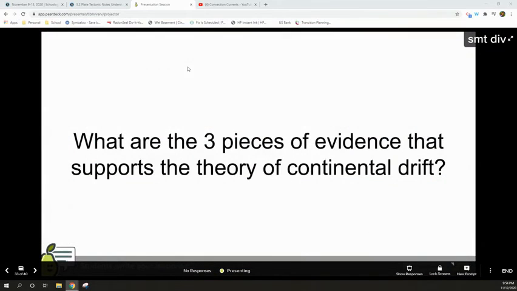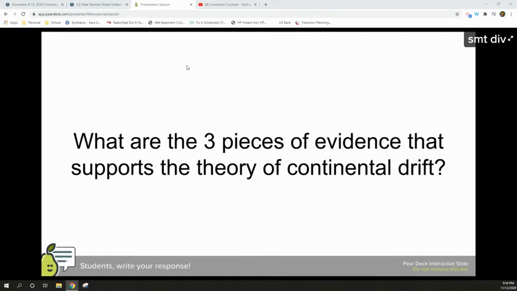So the last part of these notes, I just want to see if I can quiz you guys mentally, not a real quiz, to see if you remember some of the topics that we've talked about in this set of notes. For instance, here's the first question. Do you remember what the three pieces of evidence are that support the theory of continental drift? In your head, I want you to think if you can remember that.